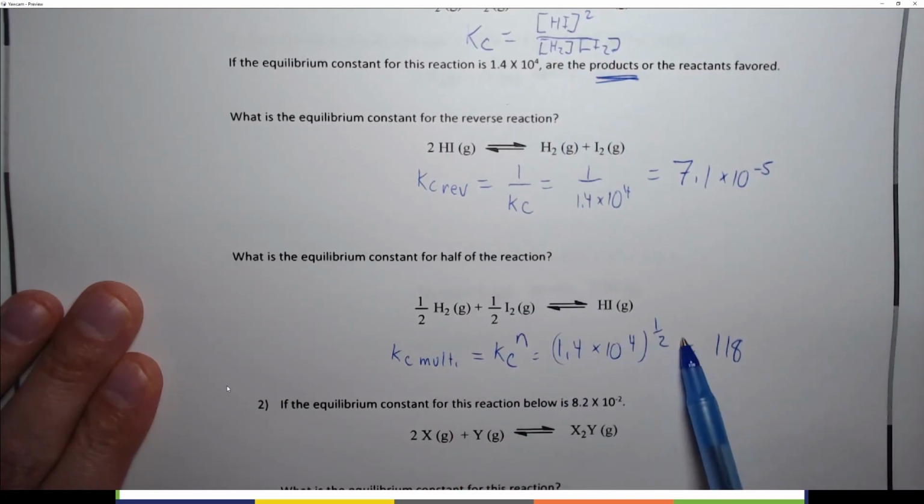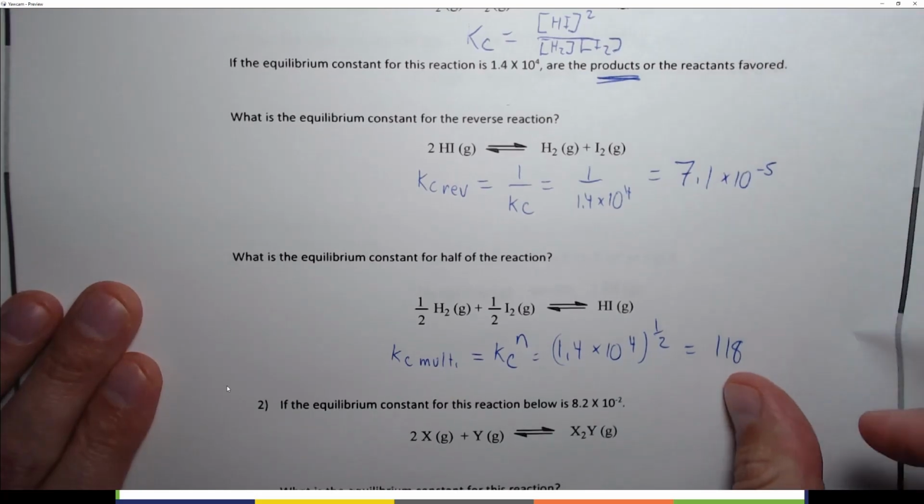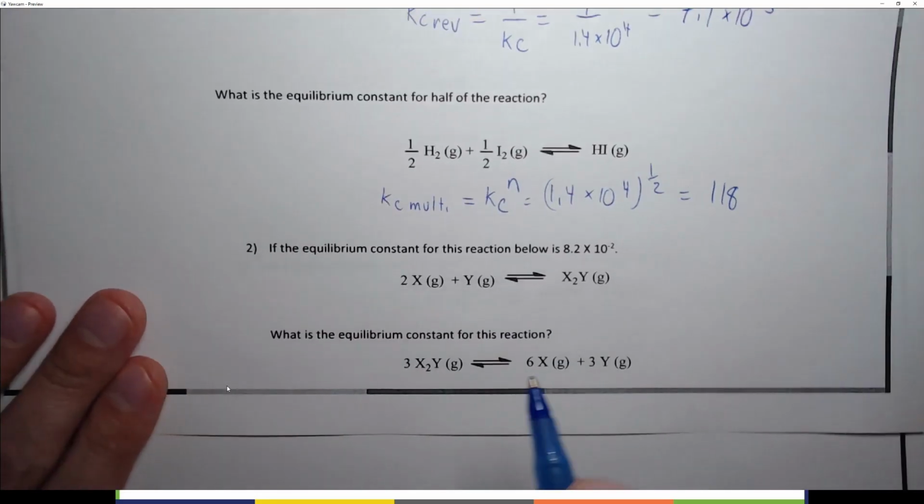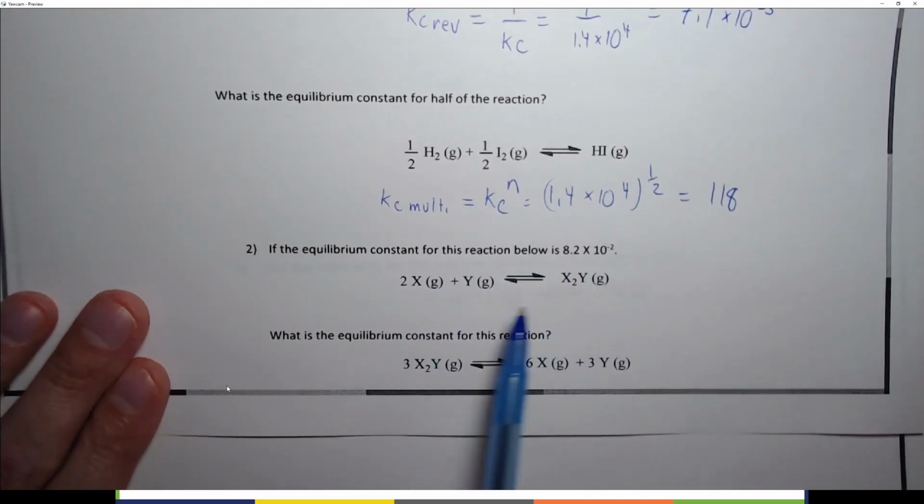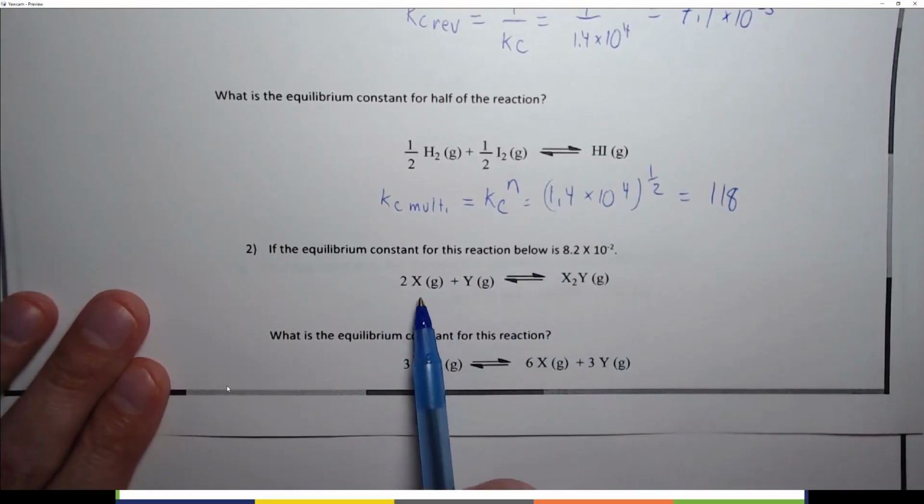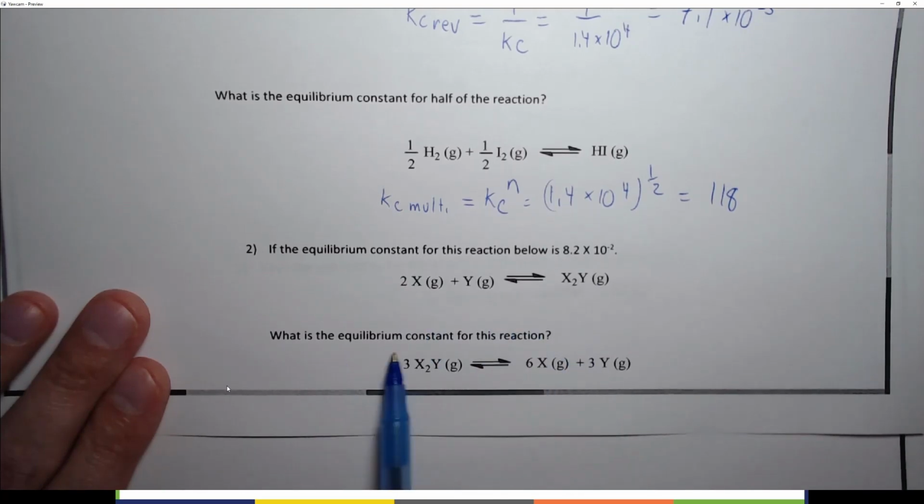So if we take the square root of this, or raise it to the half, we get the answer. The next one is a different reaction. It says, if the equilibrium constant for the reaction below is 8.2 times 10 to the minus 2, and here we have the reaction: 3X2Y plus 6 yields 6X plus 3Y. What is the equilibrium constant for this reaction?